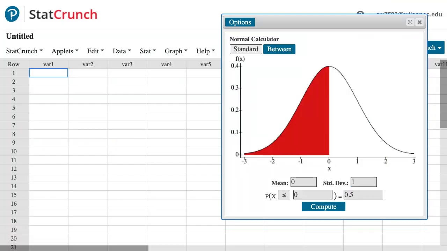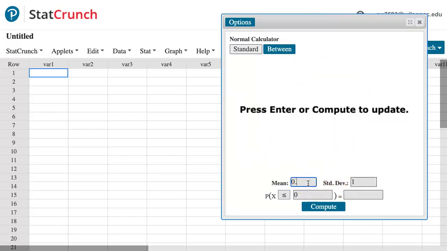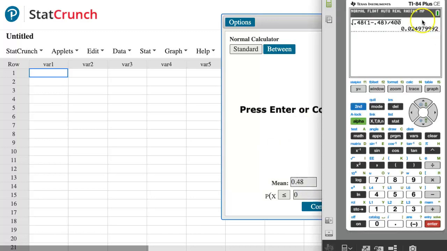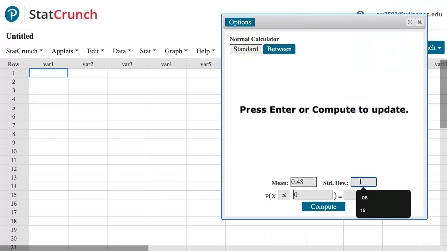So in a separate tab, I have StatCrunch here. I've already opened up the normal calculator. I want to update the mean with P and update the standard deviation with what I just calculated in my calculator here, 0.0250. So far we've got the mean and standard deviation worked out.